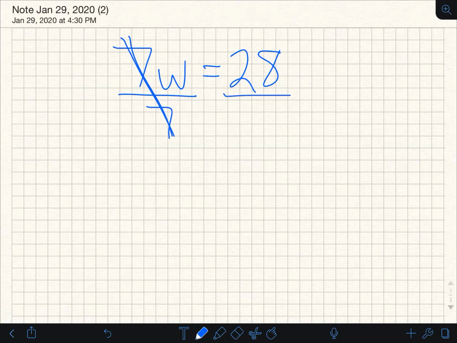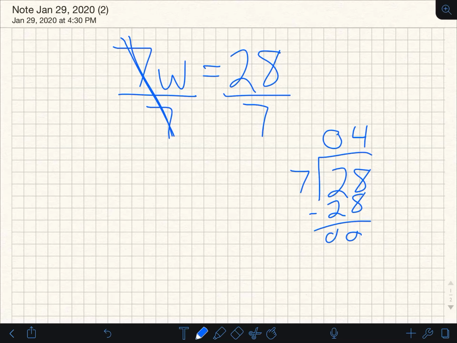We have to do the same thing over here. So 28 divided by 7, and that'll give us w. 7 can go into 2 0 times, but 7 can go into 28 exactly 4 times. 4 times 7 is 28. 0, nothing to bring down, so we're done.